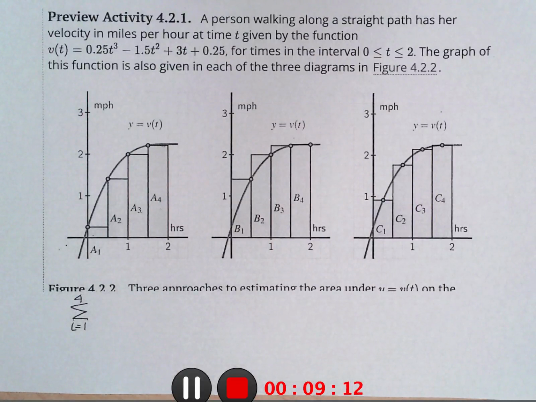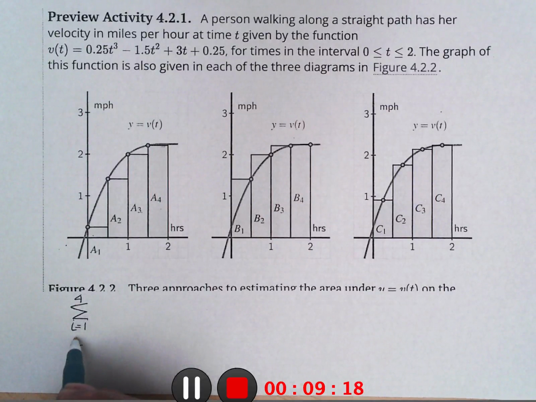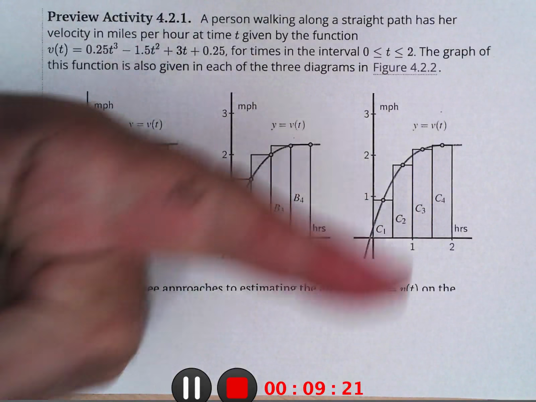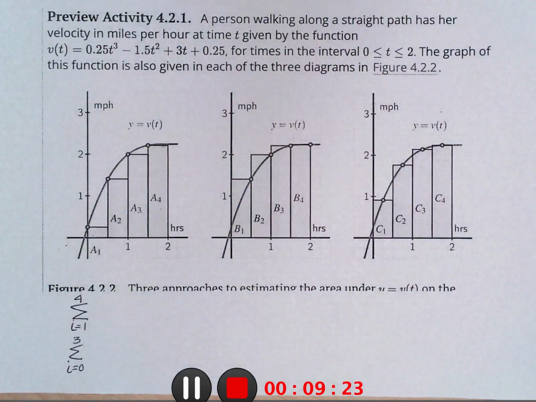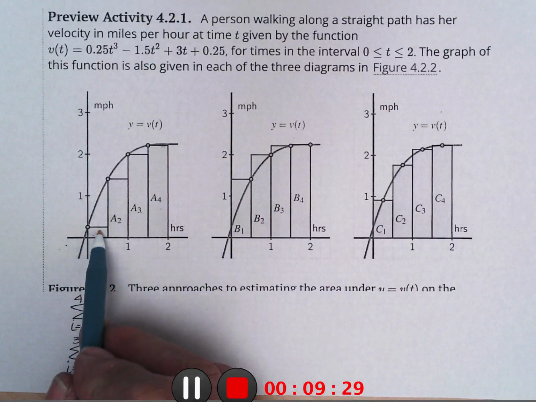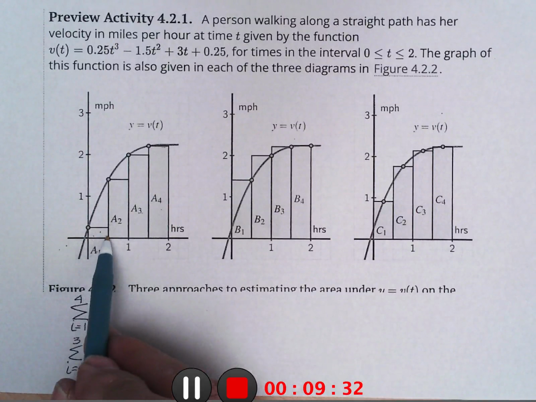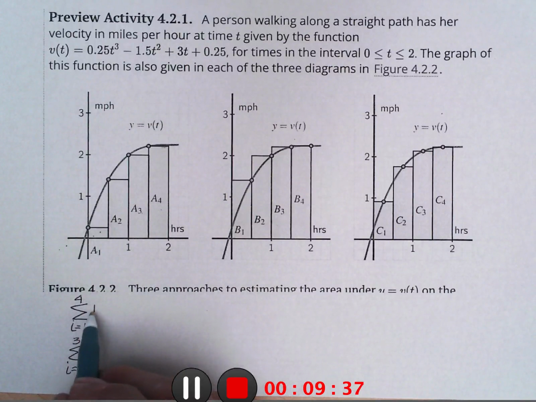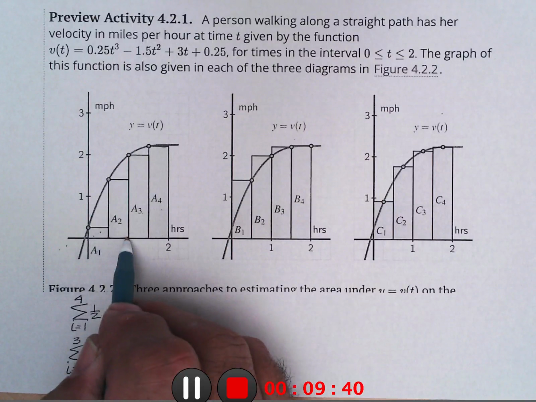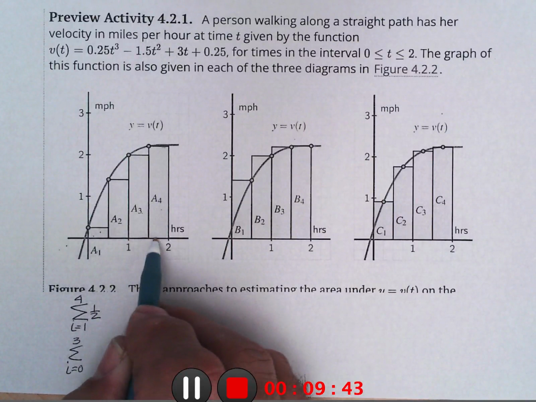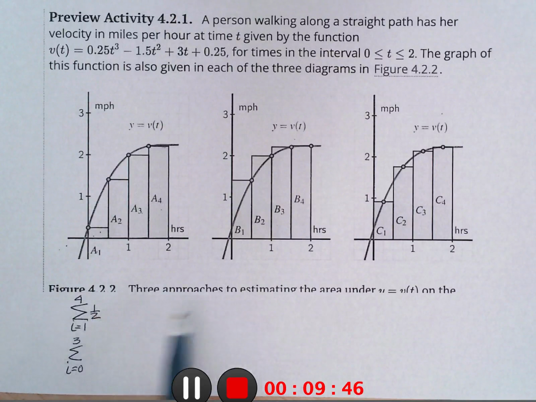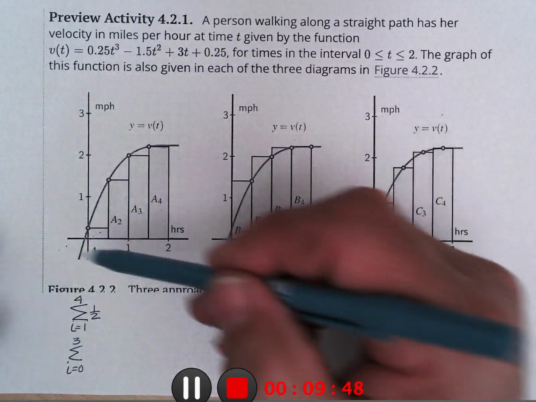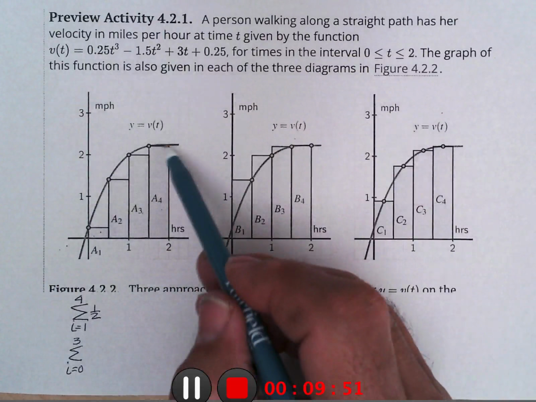or I could make i go from 0 to 3, 0, 1, 2, 3, that's 4 numbers, okay? And then the area A1, its width is a half a unit. This is 1, so that's a half unit. The width of the second one is a half, the width of the third one is a half, and the width of the fourth one is a half. They're all 1/2. So each one is going to be half times the height, and the height is determined by this velocity equation.